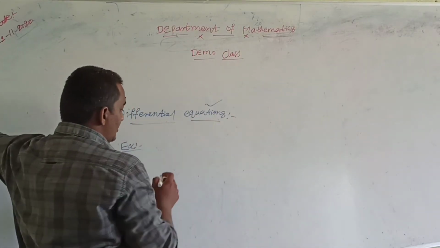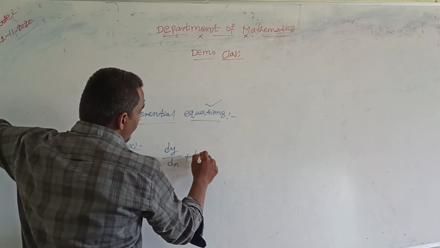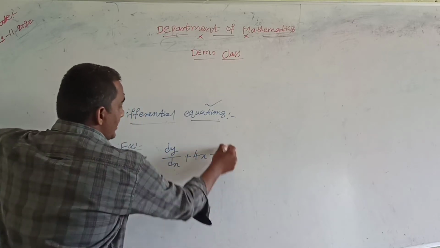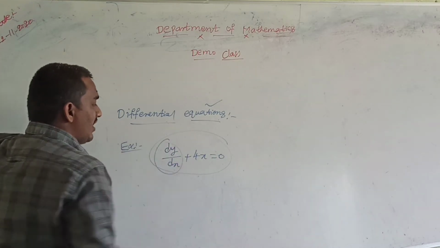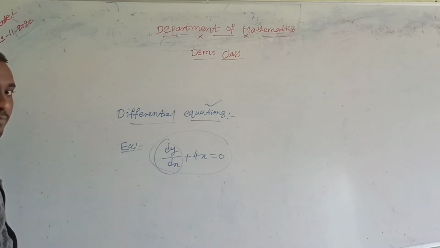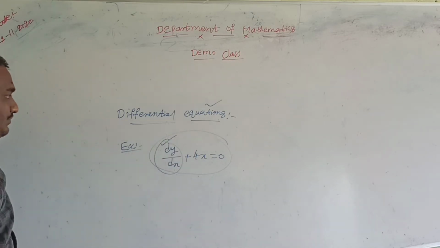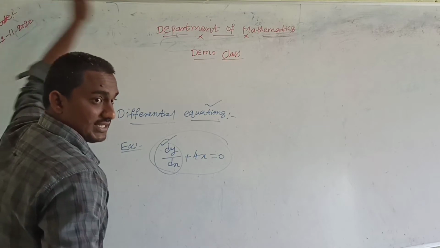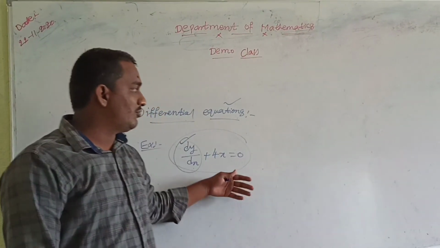Let us write one example: dy by dx plus 4x is equal to 0. It is called a differential equation. Why? Because here dy by dx, a derivative part, is contained. That's why it is called a differential equation. Next we are going to discuss one of the most important topics, order and degree of a differential equation.